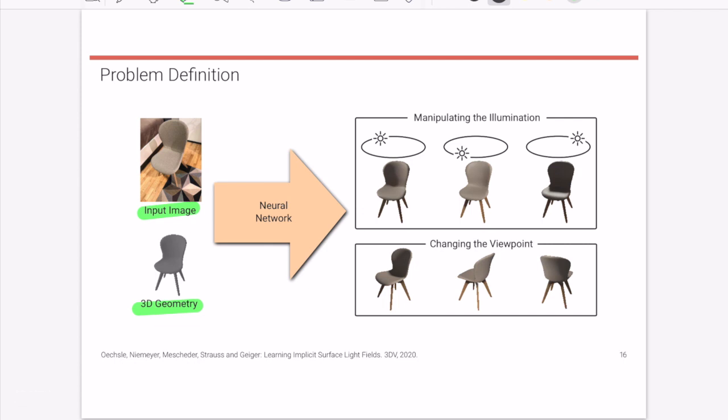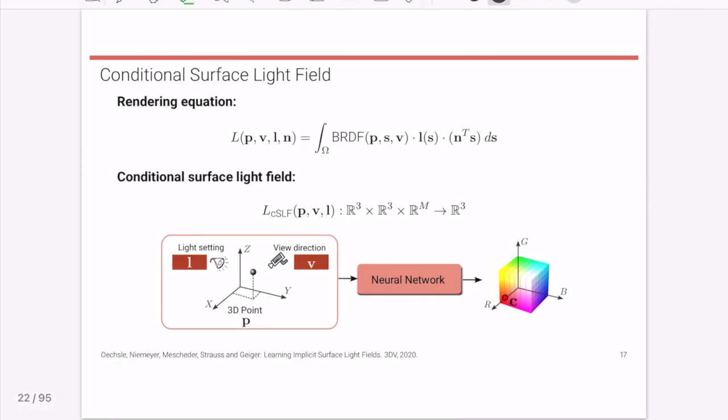It's going to be like this. In this problem definition, given image and 3D geometry, by using the neural network, we want to manipulate the illumination or change the viewpoint. So we want to model the lighting condition or the illumination. So how to do this? How to model continuous surface light field?